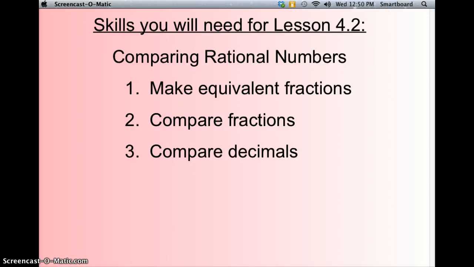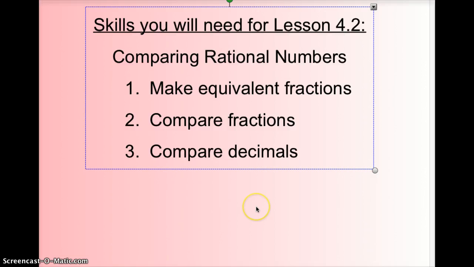Hi guys, these are the skills you will need for the next lesson, which is lesson 4.2, comparing rational numbers. When I come back, we'll talk about rational numbers. But for now, you're going to need to know how to make equivalent fractions, how to compare fractions, and how to compare decimals. So we're going to go ahead and go to those prerequisite skills.